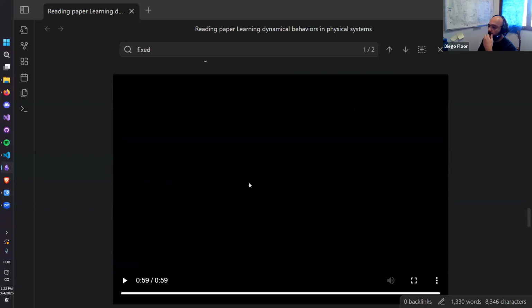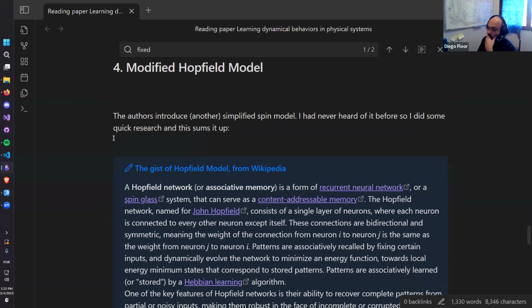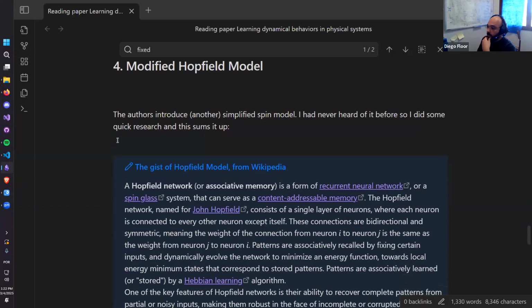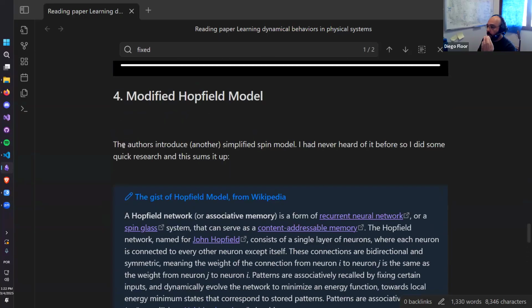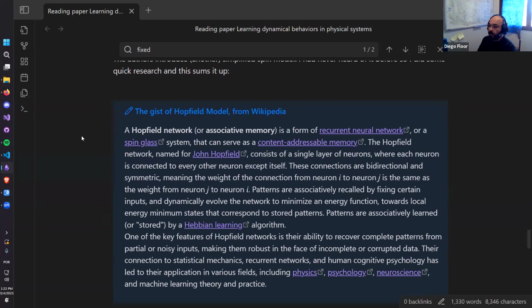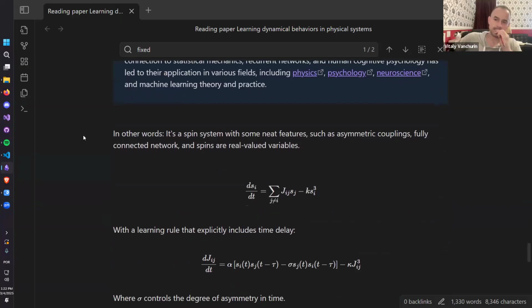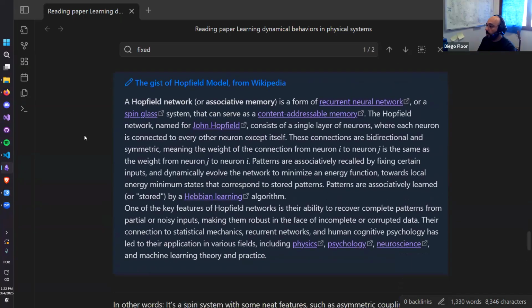We just saw this video, right? Yeah. So the Hopfield model. This is the last part of the paper. The only reason they used this model is because they wanted a more analytical result, something where they could have an exact equation to study. The Hopfield model, to me at least, is very new. I never heard of it. I know it's a spin system.